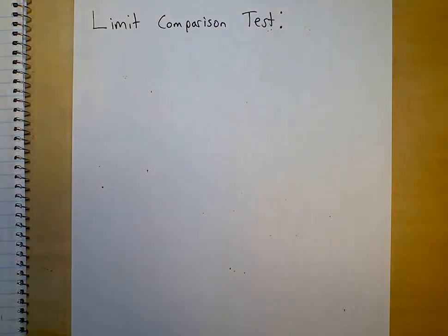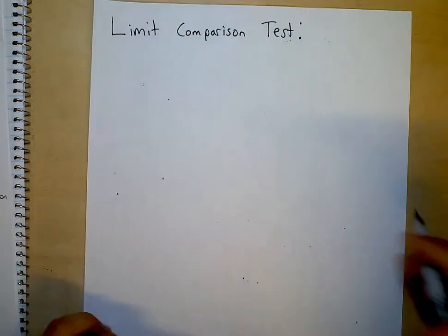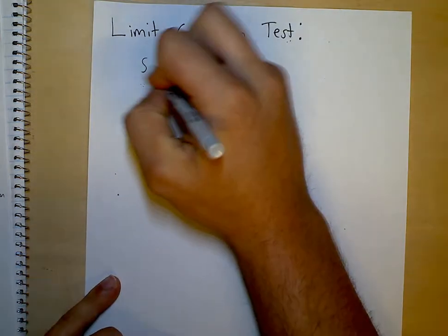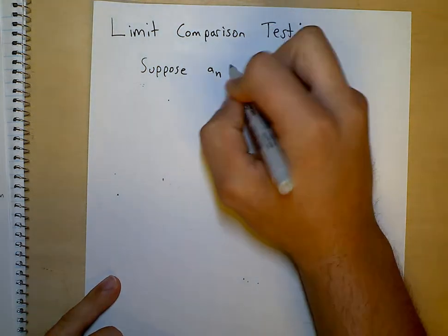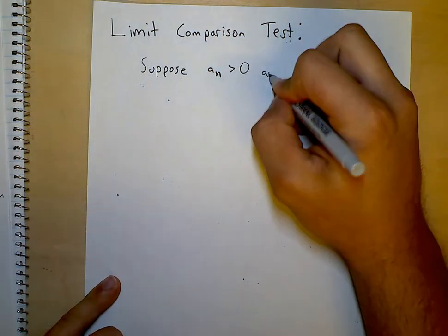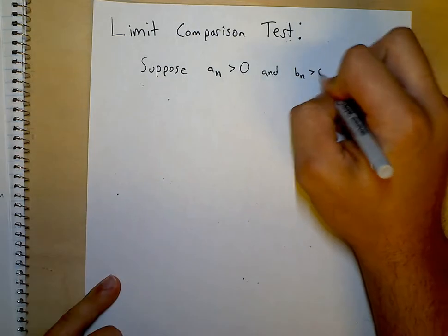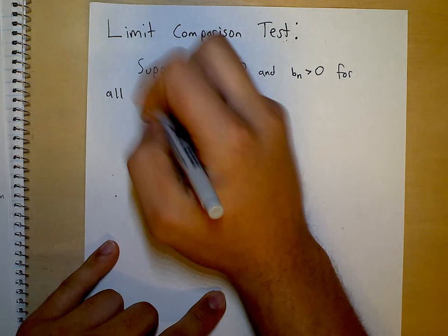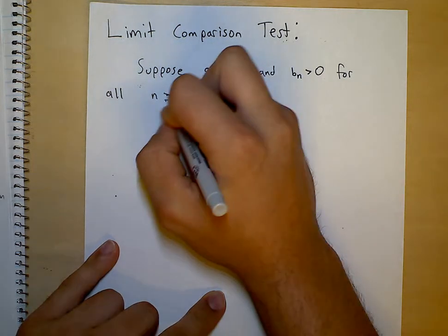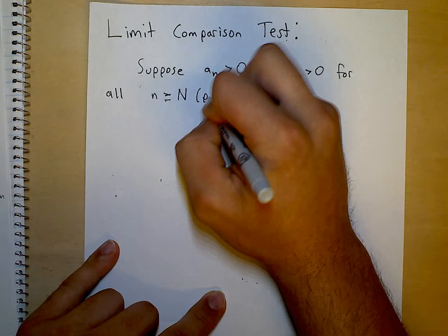Okay, so in the preceding video we learned about the direct comparison test. However, in this video we're going to learn about the limit comparison test. And the conditions for the limit comparison test are, suppose we have a series a sub n that is greater than 0, and also a series b sub n that is greater than 0 for all n greater than or equal to, just say, some positive integer capital N.